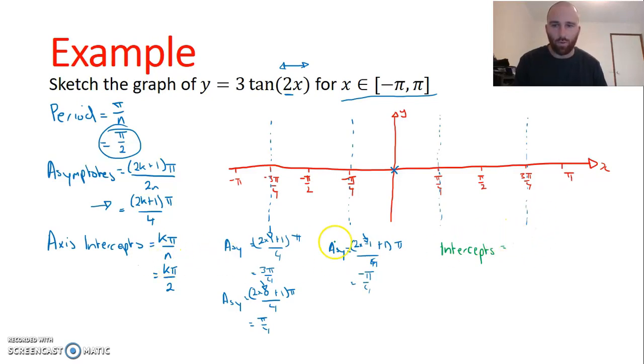We're going to follow this formula, k pi over 2. So I'm just going to put 1, so 1 pi over 2. And that's one of my intercepts, which I can find is right there. What I want to do is find the next one. I could do 2 pi over 2, which equals pi. And that's my next point there.